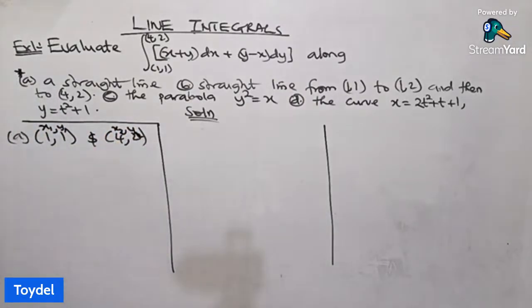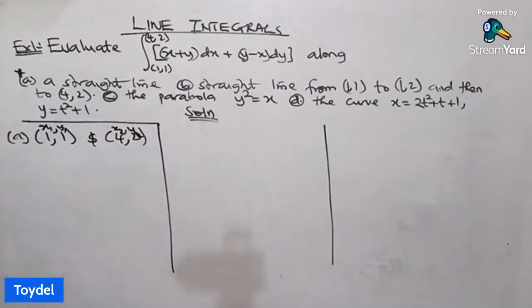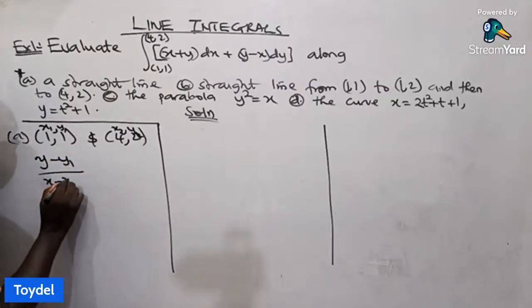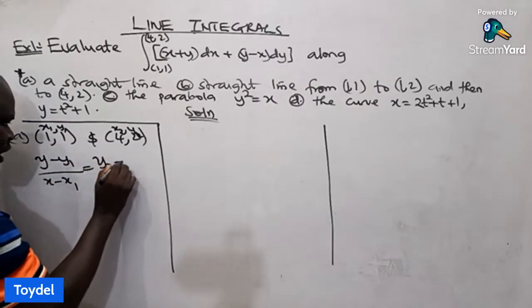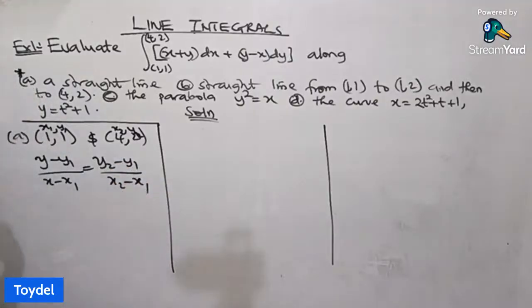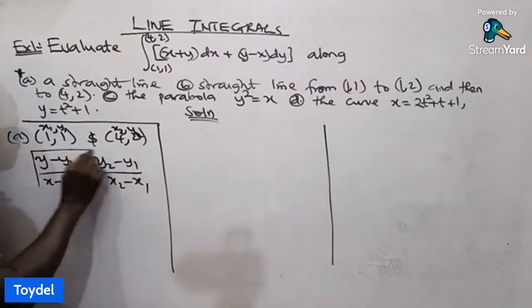So if you want to evaluate this line integral along that straight line, we know that this line integral is on the xy plane. Then the equation of a straight line is given as y minus y1 all over x minus x1 is equal to y2 minus y1 all over x2 minus x1. In Cartesian coordinates, if you are given two coordinates and you are asked to find the equation of a straight line, we are going to use this.